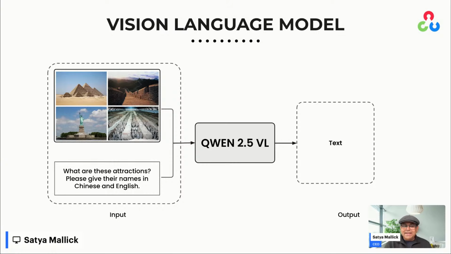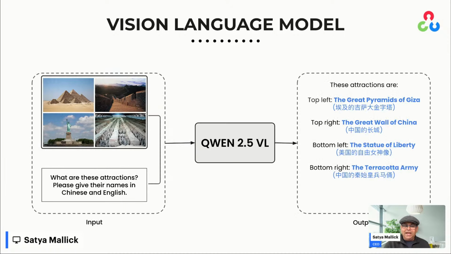What you're looking at, this input, has 4 images in the same image. And you can ask Qwen 2.5-VL, what are these attractions? We are not giving one attraction at a time. This is a complex image with 4 different images embedded in it. And we are saying, please give the names in Chinese and English. And if you do this, it will output this kind of thing.